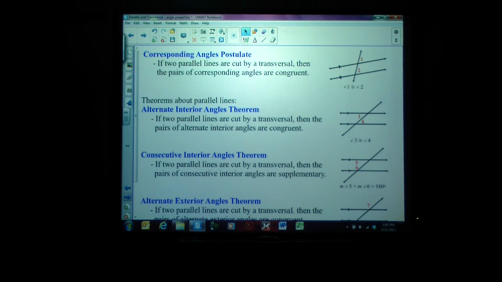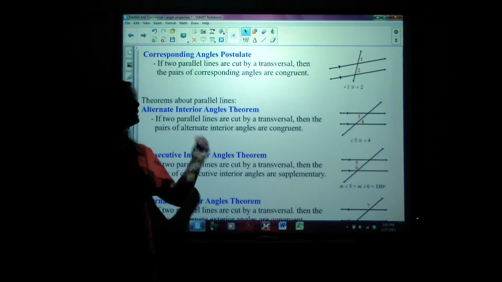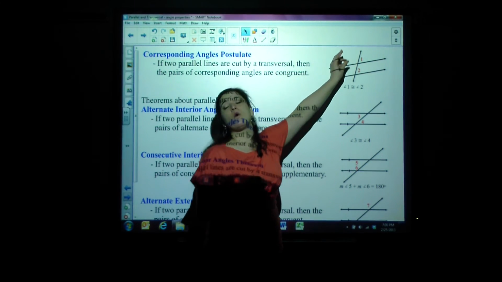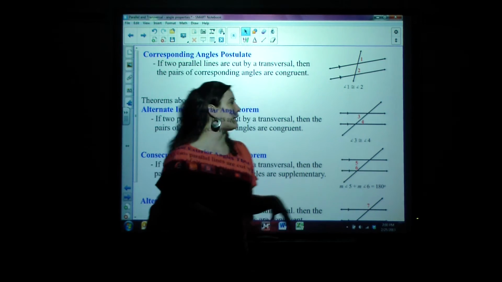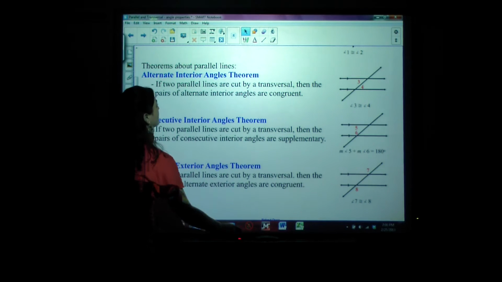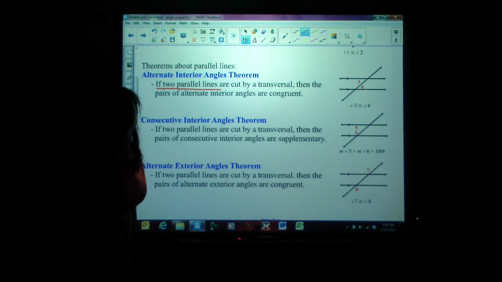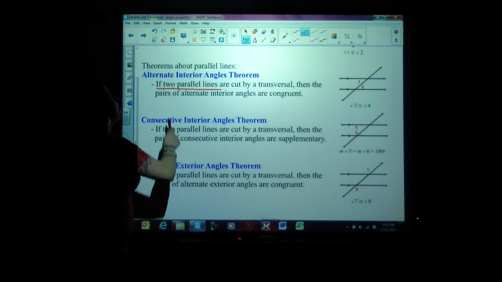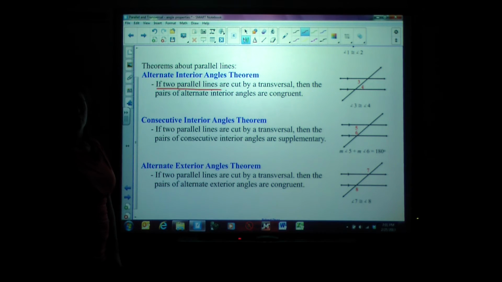Now, if you can identify angles, you can also tell me why angles may be congruent. Let's talk through this. It says if two parallel lines are cut by a transversal, then the pairs of corresponding angles are congruent. So what that says is if lines are parallel, then the corresponding angles are congruent every time. Same with the alternate interior angles theorem. It says if lines are parallel. Notice we're going to keep starting with if lines are parallel. We have to have parallel lines. If that's true, then alternate interior angles are also congruent. They're the same angle, same measure.